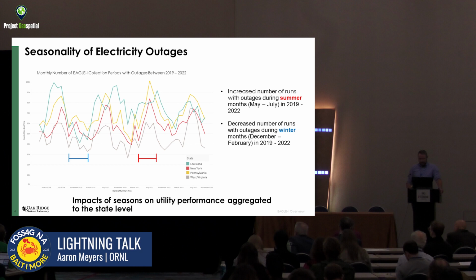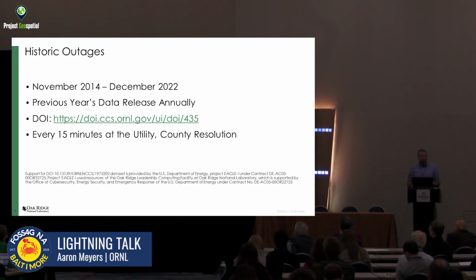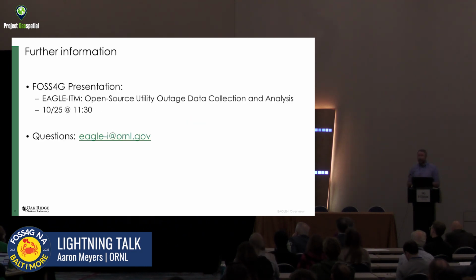And then again, to support open science, one of the major things that we released just this past year was our whole historic archive of outage data. We have data going back to November of 2014 through December of 2022. In January of 2024, we will release all of 2023's data. That's the DOI that you can use to find the information. It's every 15 minutes for every utility in every county, for that whole duration. We can also do extracts. If you want a particular event, or a subset of counties, we can help you get to that information. Five minutes is not a lot of time.